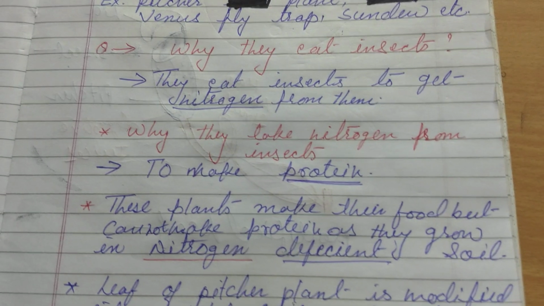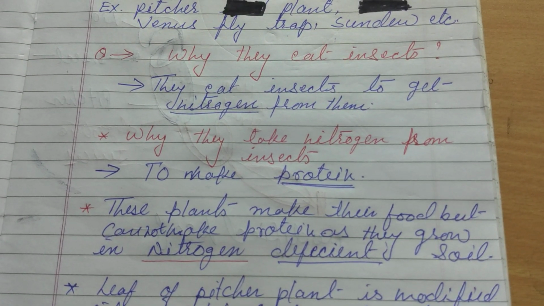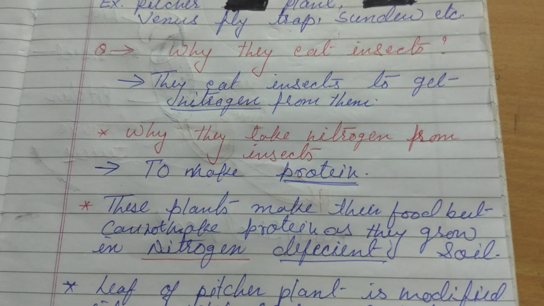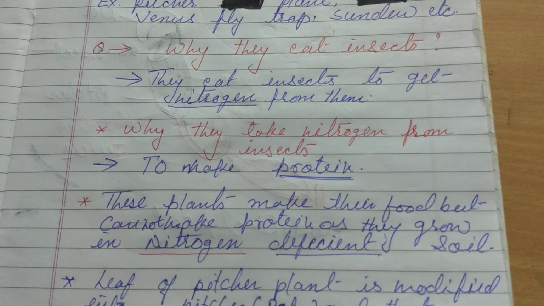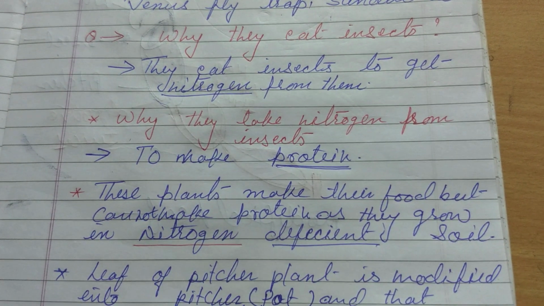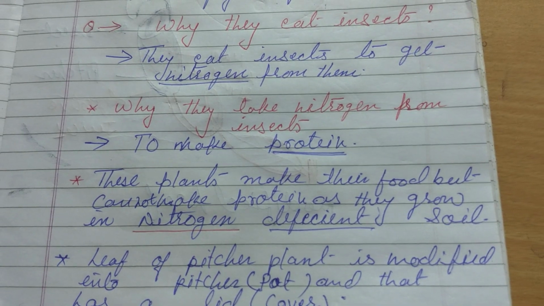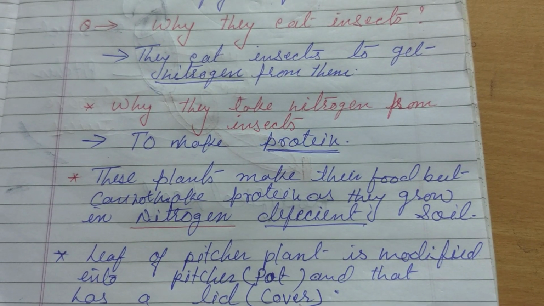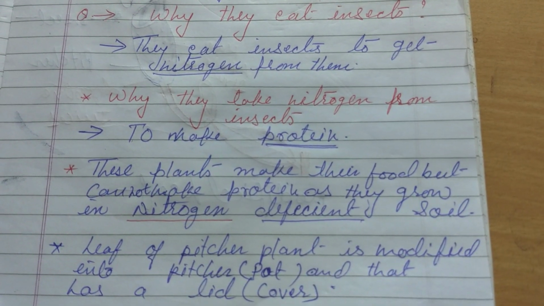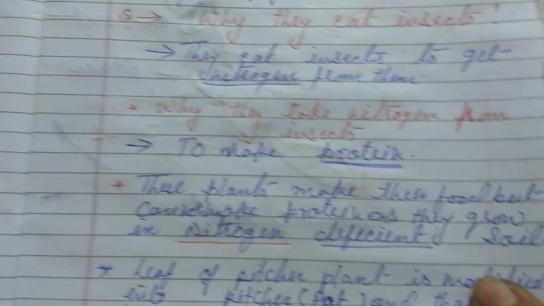Because in the insects' body, their nitrogen product is present. Like in our body, we have protein, and that protein helps to repair our body. It helps to grow. It helps in growth of our body. So that means we have nitrogen compounds in our body. So that nitrogen compound is obtained from the insects. So that is why they eat insects.